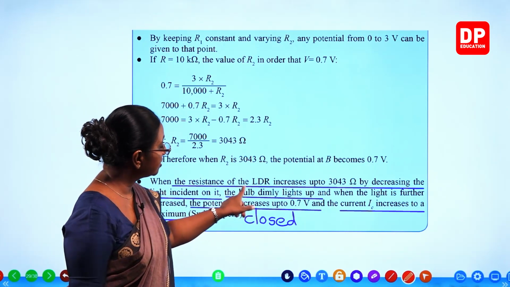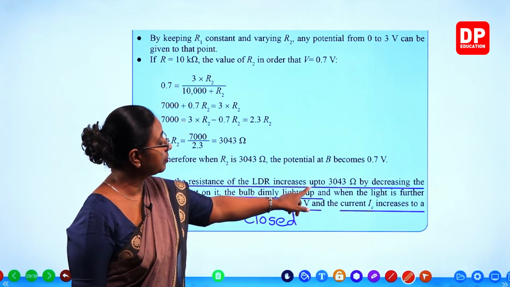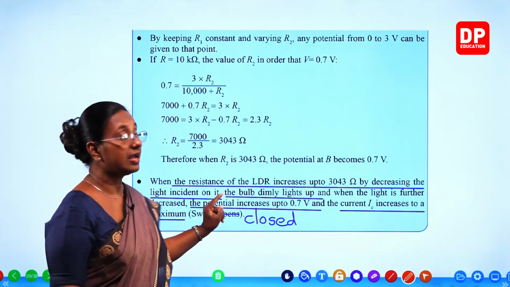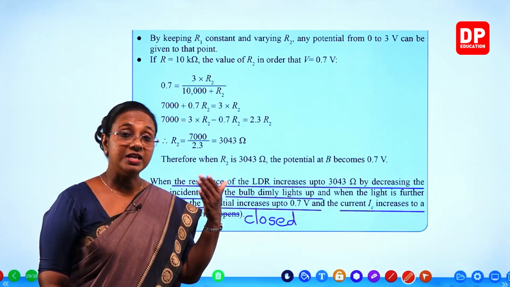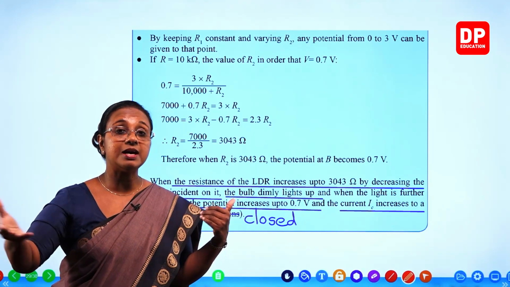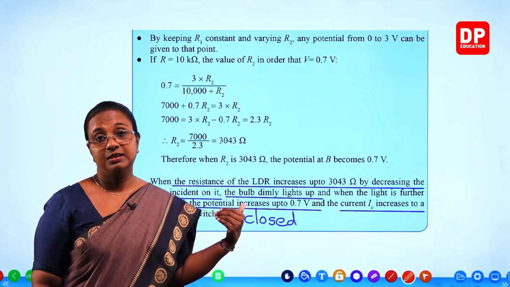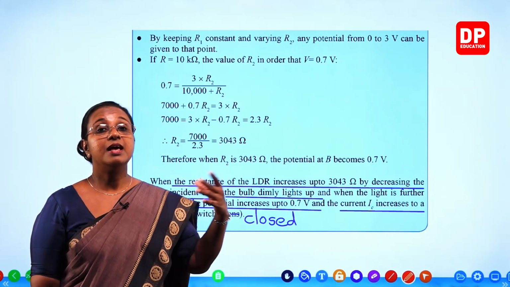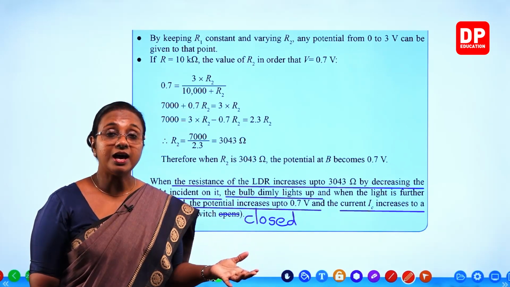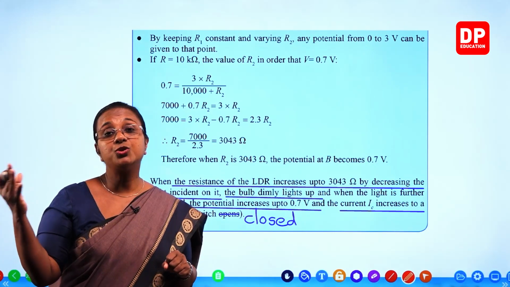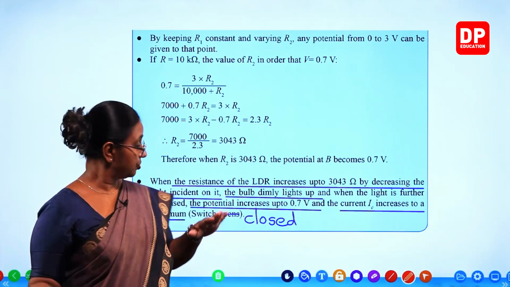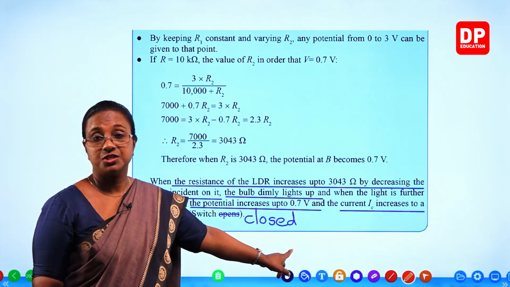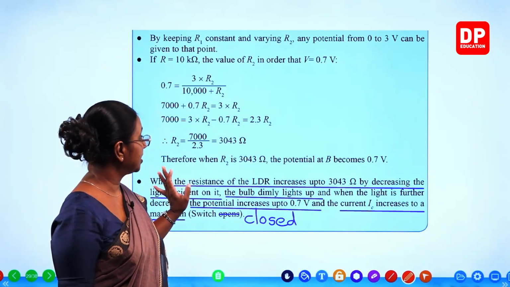So, when the resistance of the LDR increases up to 3043 ohms by decreasing the light incident on it, we need the bulb to light up when there is dark. When there is no light falling on the LDR, there is darkness. During darkness, the light has to come on automatically. So, then the transistor should become a closed switch. So, that is the action here.